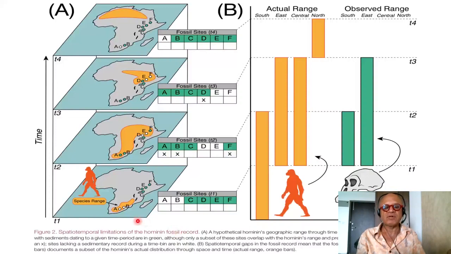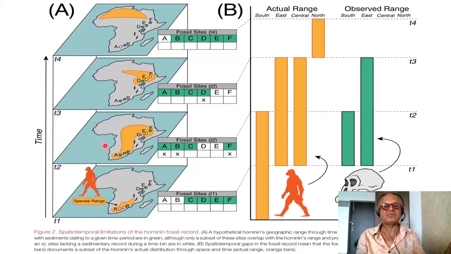Spatiotemporal limitations of hominin fossil records, I won't go into the details, but obviously again there may be sedimentary data in some places where there are green spaces, and the actual species range may not be the same. So let's start here, going in time from T1 to T4. So let's start somewhere here where you found species range and some evidences, but no sedimentary data. So sedimentary data is elsewhere away from where you found the species range.